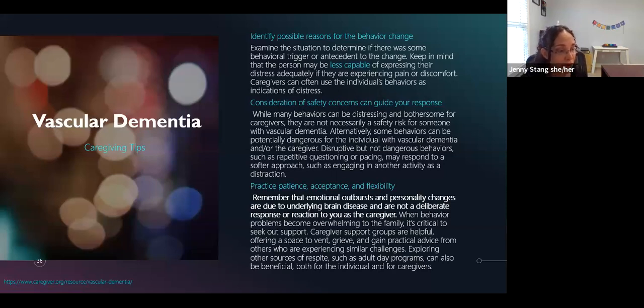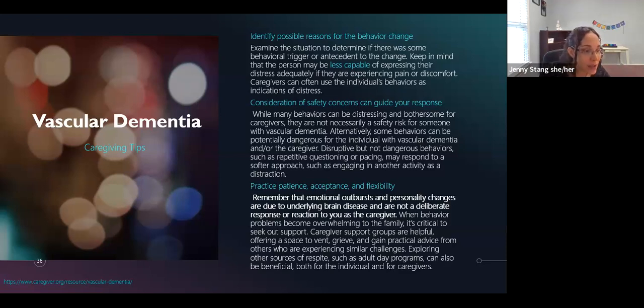If you're safe to handle it on your own, do so in the best way that works for you and your loved one. However, if it's too much, if it's too dangerous for you or your loved one, seek assistance in the best way that you can. Support groups are helpful, obviously. They can give you space to vent, to grieve, to gain advice from others who are experiencing similar challenges. Or you can explore other sources of respite, such as adult day programs. That's beneficial for both you and the individual you're taking care of. So bottom line, you don't have to do it alone. There are resources out there.